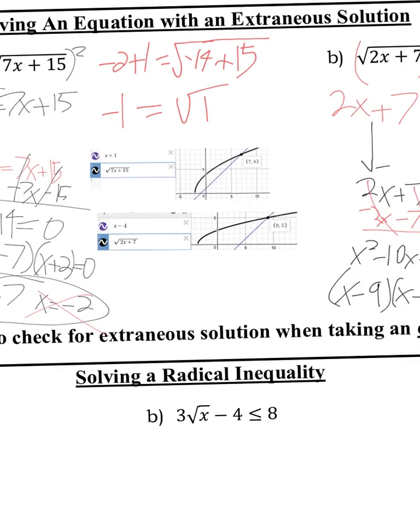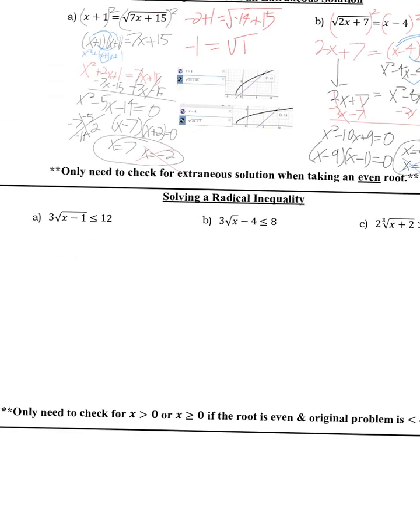So that being said, let's wrap it up by doing the last section. Oh, I'm glad I put this on here. You only need to check for extraneous solutions when taking an even root, because you can do the odd root of a negative number. The cube root of 125 is 5. The cube root of negative 125 is negative 5. You can do that. But if you typed in the fourth root of 81, you'd get 3, but if you typed in the fourth root of negative 81, you'd get no solution.